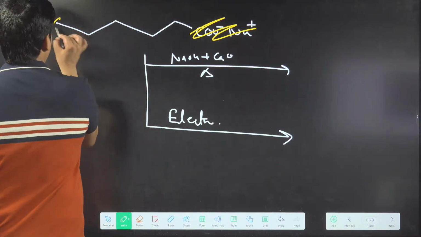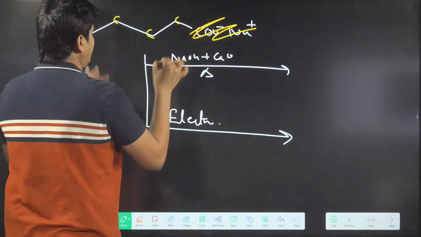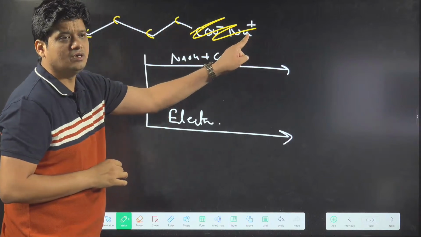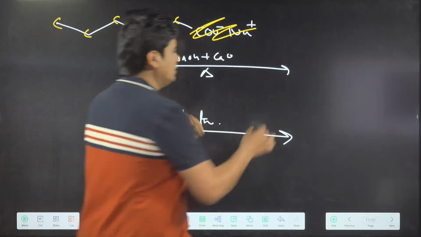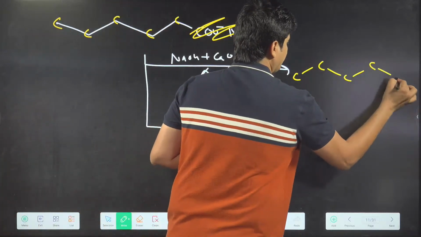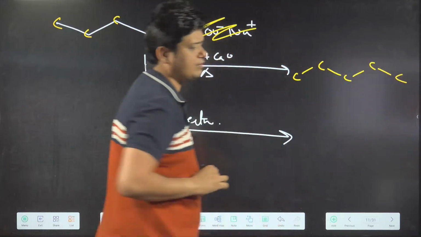Now count carbon: 1, 2, 3, 4, 5 carbons. This group is removed. After removing, what is left? 1, 2, 3, 4, 5 carbons left. So we will get a 5 carbon alkane.